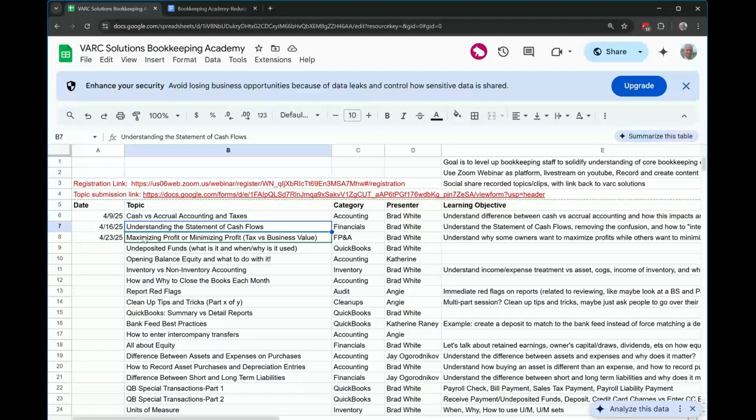Today, we're going to talk about maximizing profit or minimizing profit, because we have clients that have different opinions about that. For example, next week, we're going to talk about what in the world is undeposited funds, and why is it used? And then we'll also be talking about opening balance equity. What is that? How does it get there? What do I do with it? Just some of those outstanding questions that a lot of people have. Today, again, we're going to talk about maximizing and/or minimizing profit.